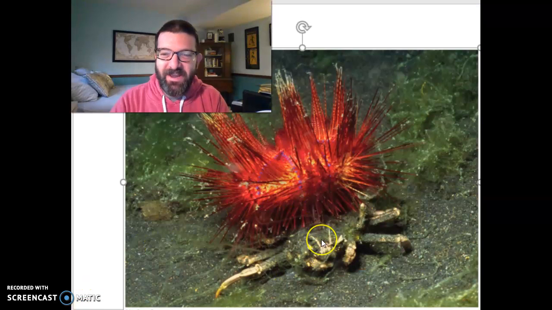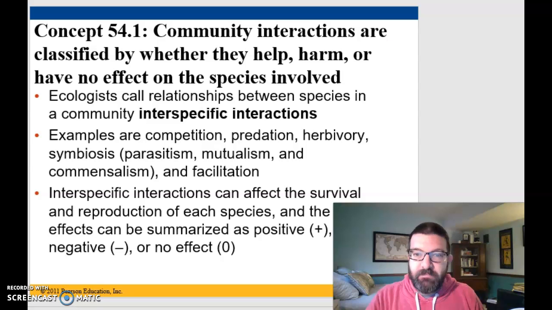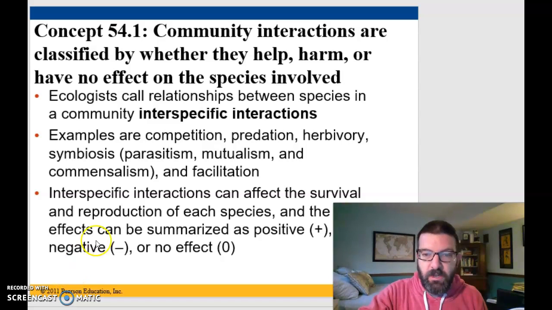So here's this little guy, and it provides legs that are larger and more quick than the tube feet that the urchin has, so it can move around more effectively, and the urchin helps protect the crab because of the spines that it has. Interspecific interactions, or interactions between species, can be characterized by whether they affect the fitness of each species positively or negatively or not at all. And so, we usually put a little plus or a little minus or a little zero for a neutral interaction.